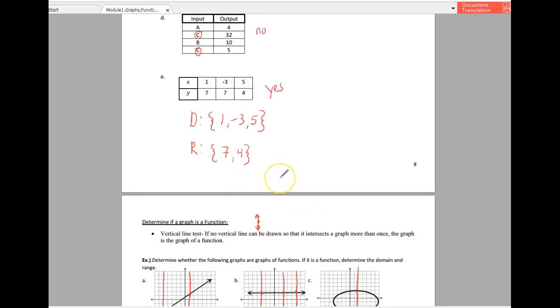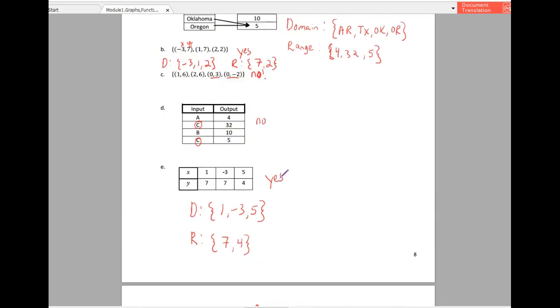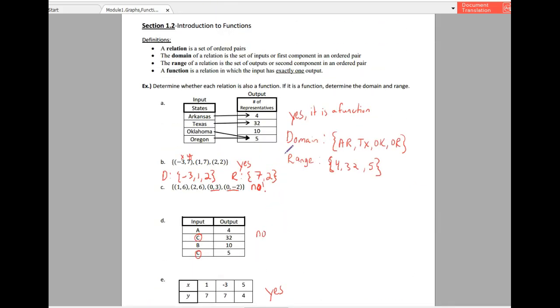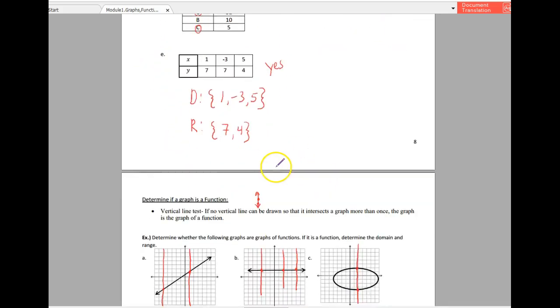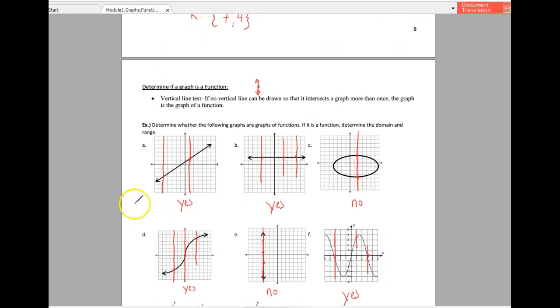Okay. Now, those were sets that were finite, meaning there was just a specific number of ordered pairs or sets here. What if a graph is what we call unbounded, meaning it goes on and on and on forever?